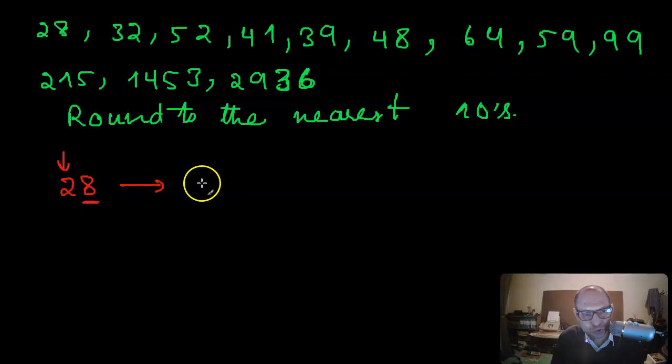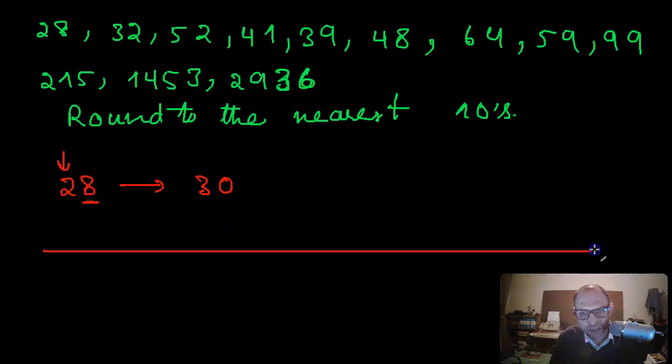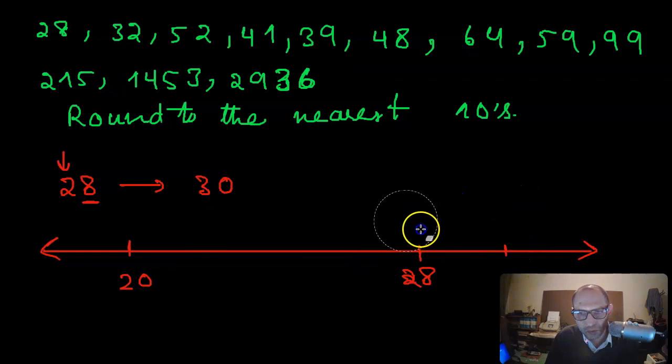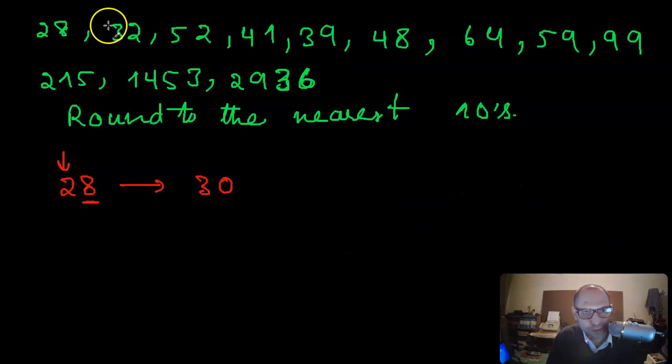And so the 2 becomes a 3, and this becomes, of course, a 0, meaning the digit is substituted with a 0. And of course, if you think of this as a number on the number line, 28 is some number between 20 and 30, and it's somewhere over here. So of course, 28 is much closer to 30 than to 20. So when you round to the nearest tens, you would round it to 30, right? Or for example, the number 32, right?